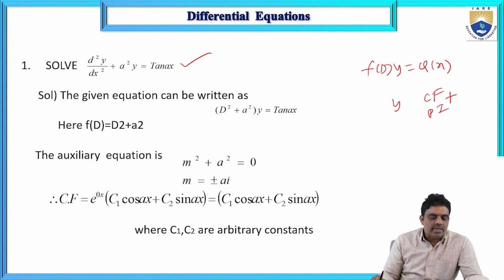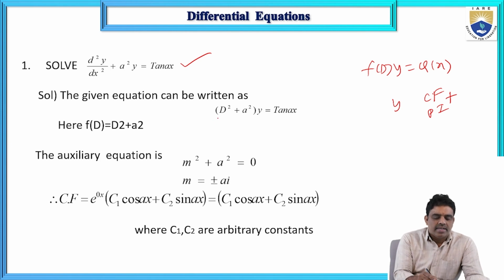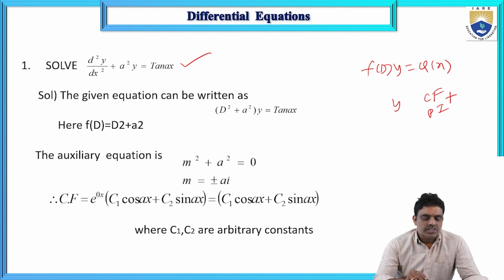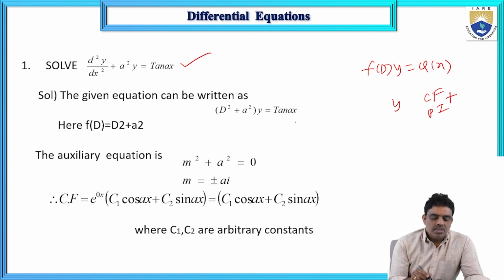First, writing the given equation in operator form, where D is d/dx and D² is d²/dx², on substituting we get (D² + a²)y = tan ax. Here f(D) = D² + a², and the auxiliary equation in terms of m, which is an intermediate equation used to find the roots and the complementary function, is obtained by replacing D by m: m² + a² = 0.